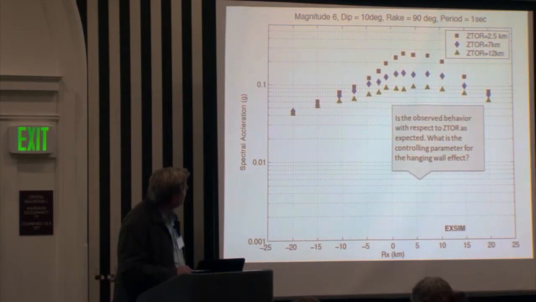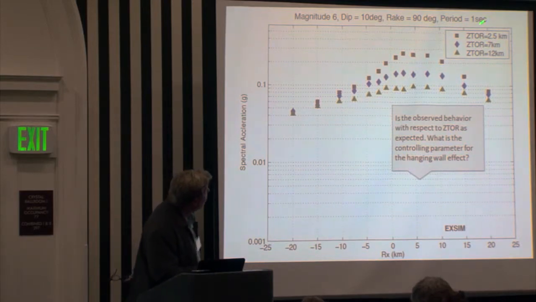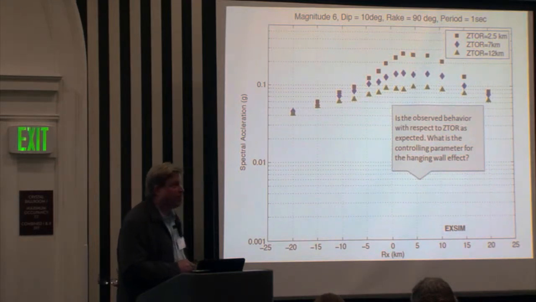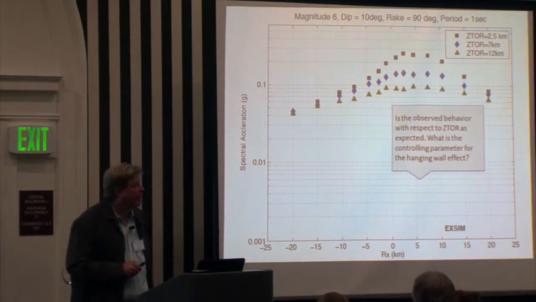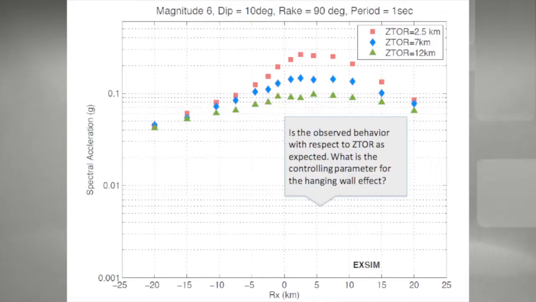This is a comparison for XSIM now. Again, for the same dip, 10 degrees, Z-Tor of 2.5, 7 and 12, same plot as before. And what you see is something that's a lot more systematic in terms of what could be described as a hanging wall effect. And so the question is, what is the controlling parameter here and what's different?